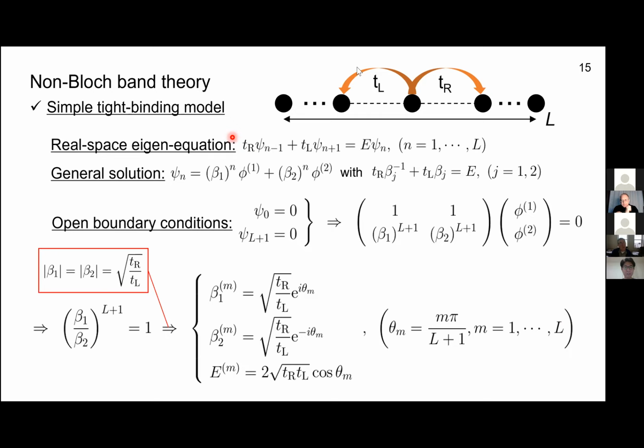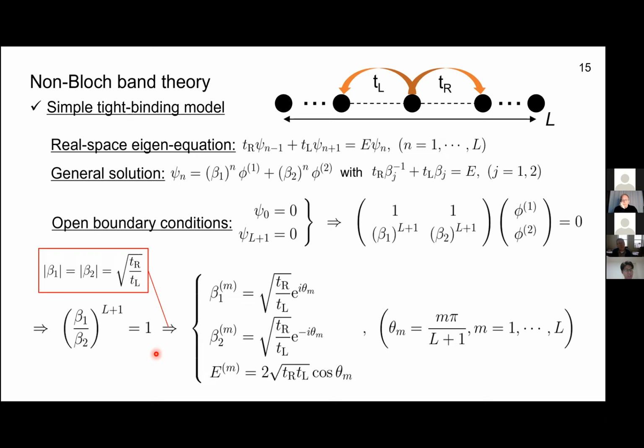So in the simple tight binding system, by imposing the open boundary conditions as this, we can get the energy levels analytically. From the open boundary conditions and the general solution, we can get the conditions so that the combination coefficients take non-zero values. And this condition can be written in this form.